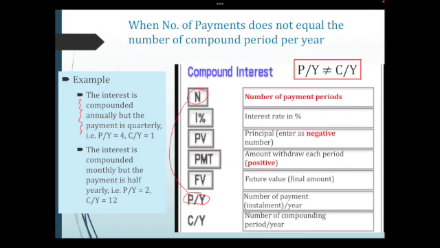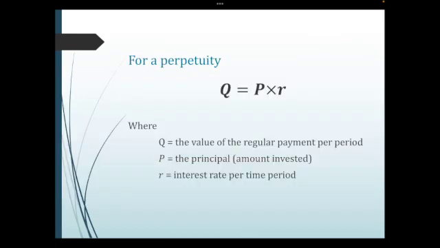If the interest is compounded annually but the payment is quarterly, so PY is 4, CY is 1. Let's say it is 20 years. So it's 20 years times 4, which is 80 payment periods. So this is how you work out N. Make sure that you know N is related to your PY.